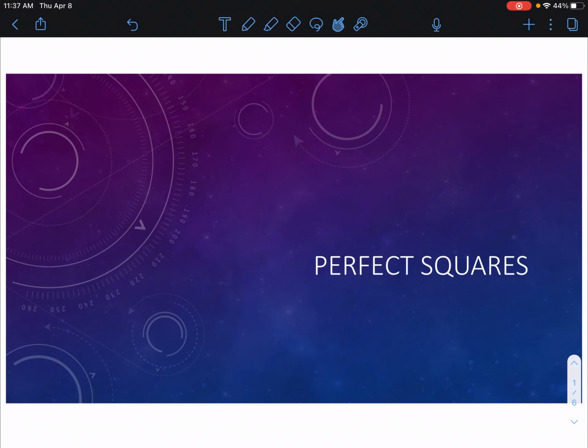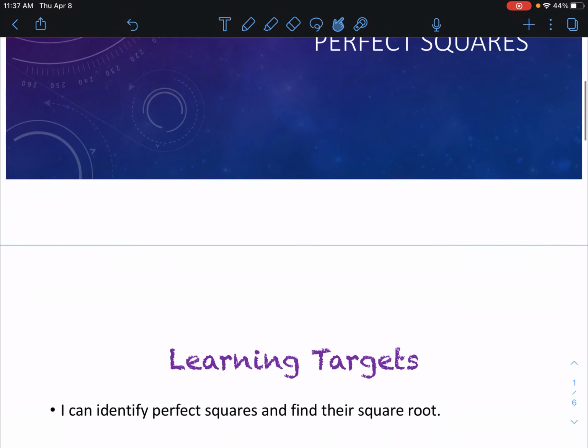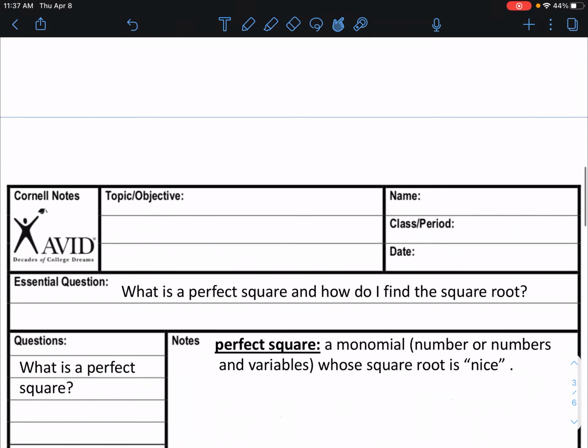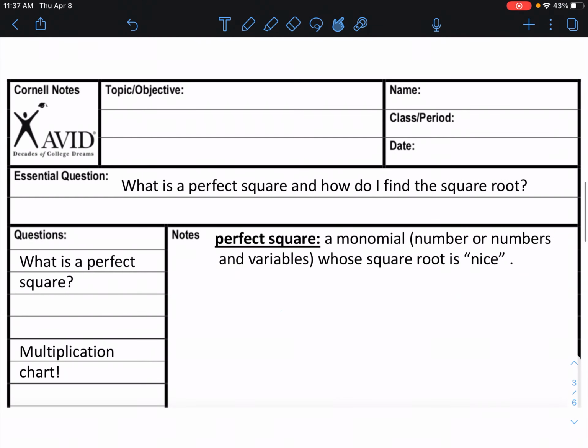Okay, so we're going to continue our factoring unit, but before we do, we need to talk about perfect squares. So in our little mini lesson today, here's our learning target: what is a perfect square and how do I find the square root?